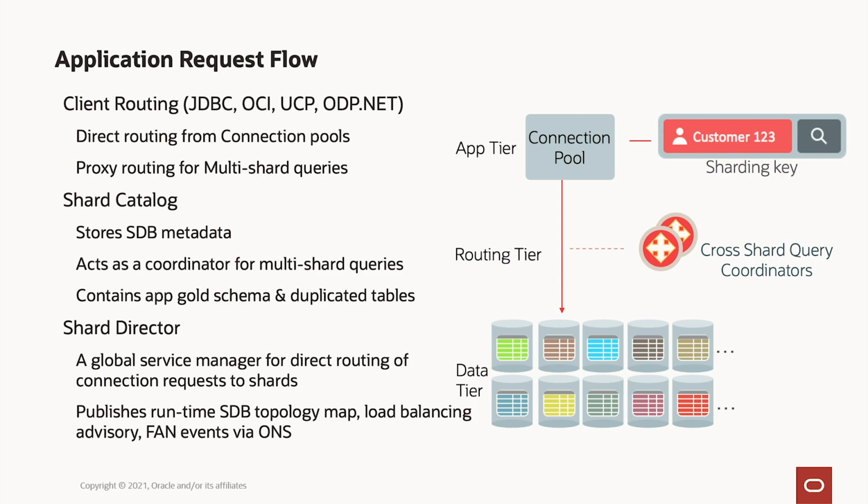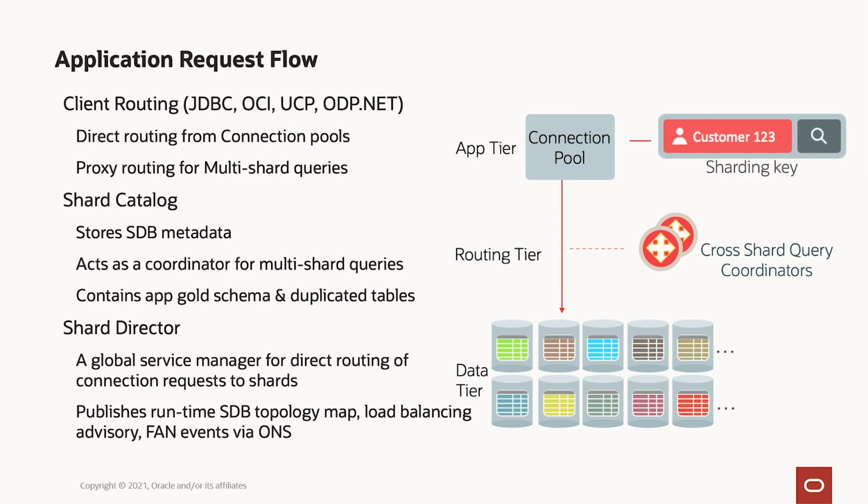And this catalog also acts as the multi-shard query coordinator, which we talked about, and also contains the gold schema and the master copy of the data for the duplicate table. So this is where we store all the duplicate table data, which is replicated onto all the shards. The catalog also has the master copy of the schema, which is being deployed and created on all the shards.